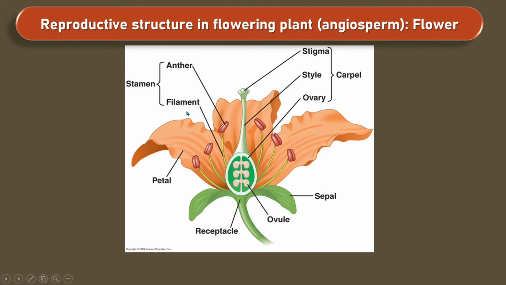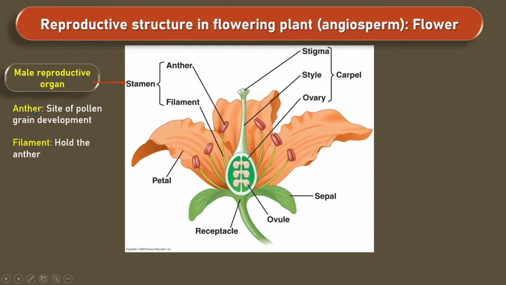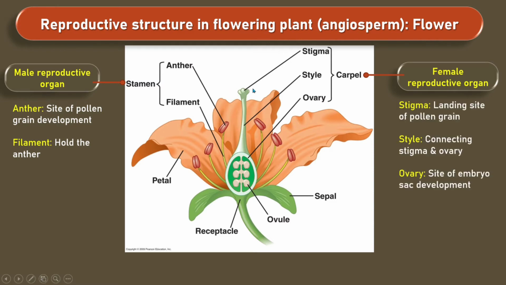Anther and filament are the components of stamen. Stamen is male reproductive organ in flower. Anther is the site of pollen grain development, while filament holds the anther. Stigma, style, and ovary are components of carpel, which is the female reproductive organ in flower. Stigma is the landing site of pollen grain. Style will connect stigma and ovary. Ovary is the site of embryo sac development.